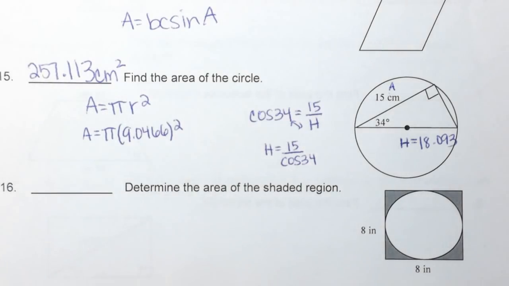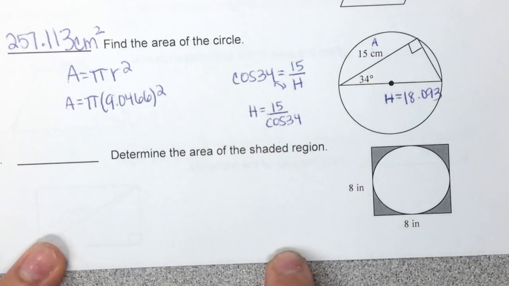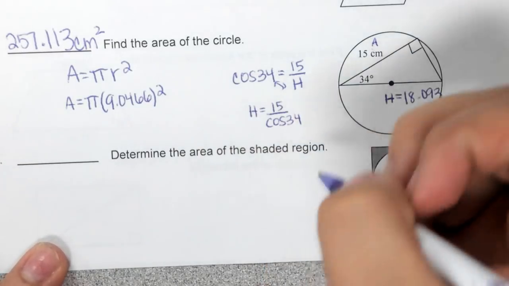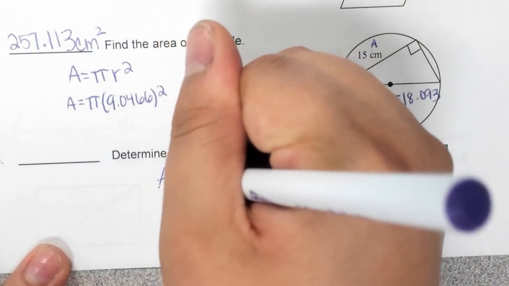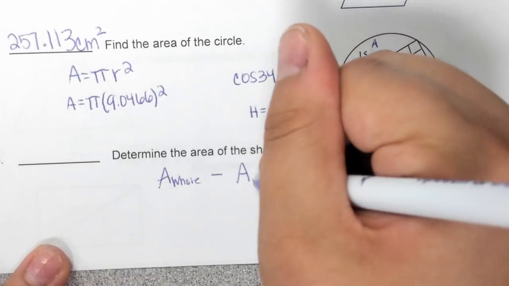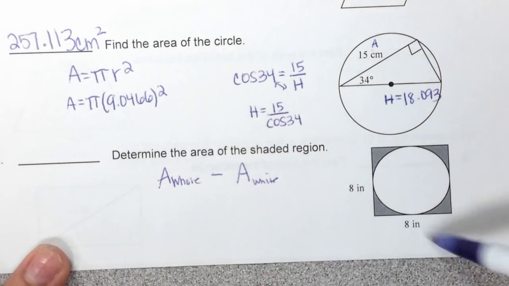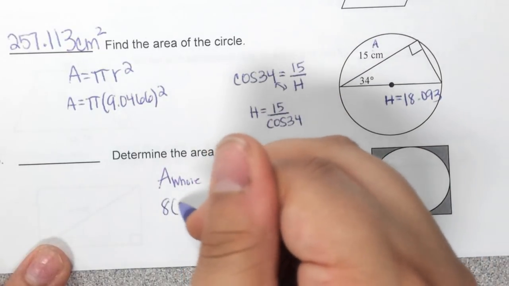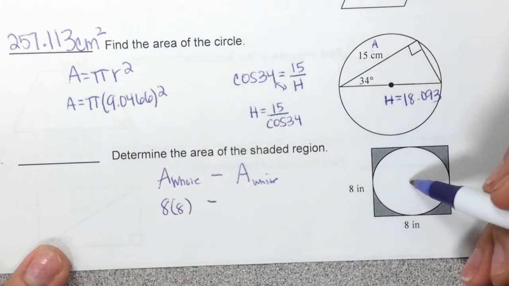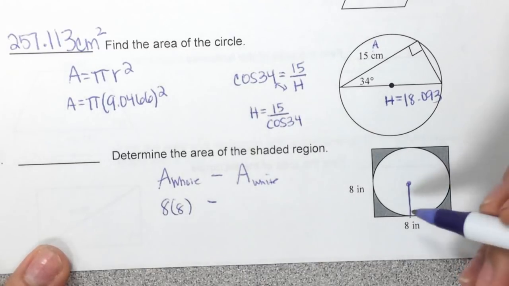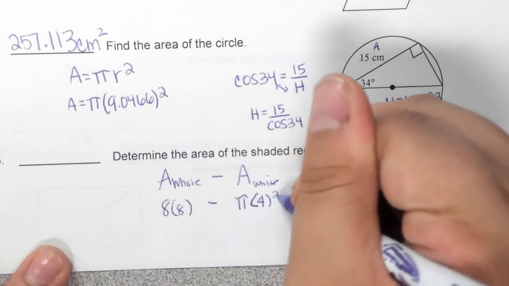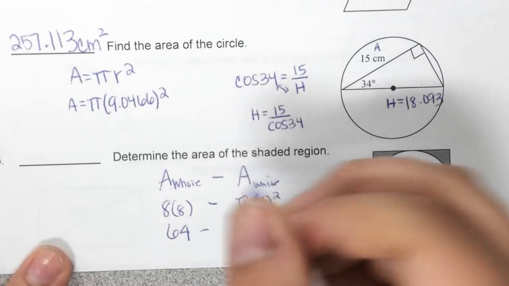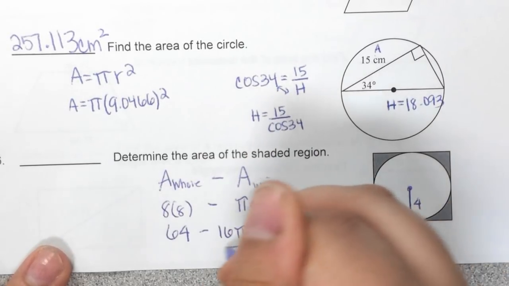Okay? Do I need to do 16? Yes. Okay. It says area of the shaded region. We need to find area of the whole minus the area of the white. So what's the whole picture? 8 times 8 minus what's the area of this white? Pi 4 squared. Why 4? Because it's half of the height. So it's pi r squared. So 64 minus 16 pi is the answer here.